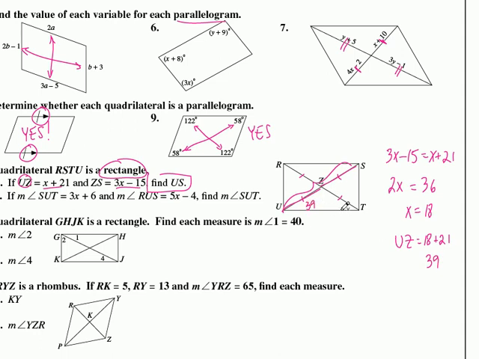Without doing any other math at all, what's ZS equal to? It's got to be 39 as well, because remember we said they're equal to each other. So what do we do to find US? Add them up. 39 and 39. What's that? 78? So US is equal to 78.